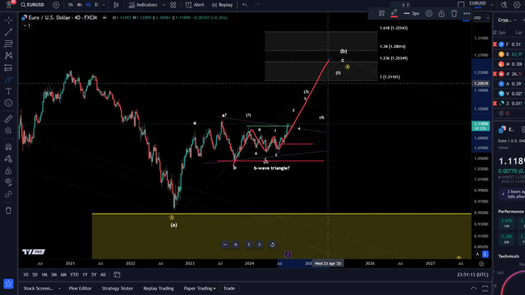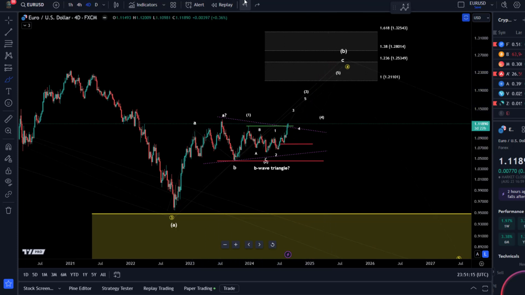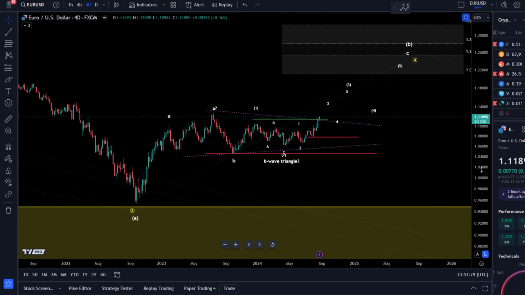In another scenario, the B wave is actually a triangle. It wouldn't make a great difference in both scenarios. We're looking for higher prices. It may just have a small impact on upside targets. But for now, I'm following this direct upside scenario in which the third wave is unfolding.